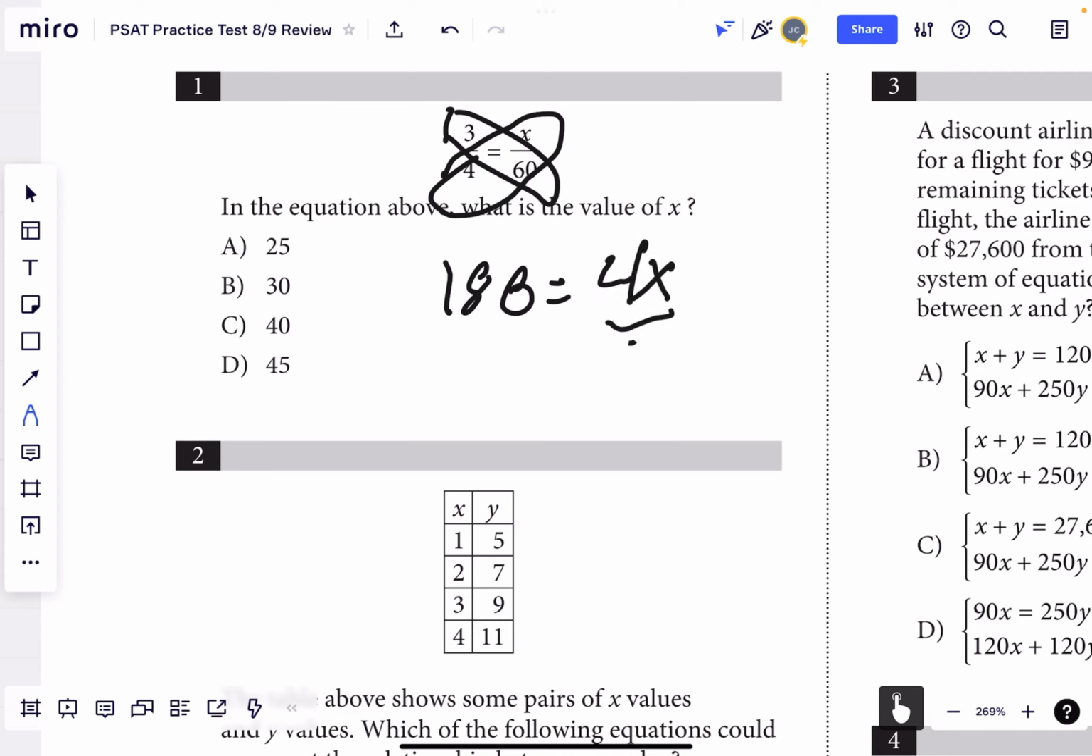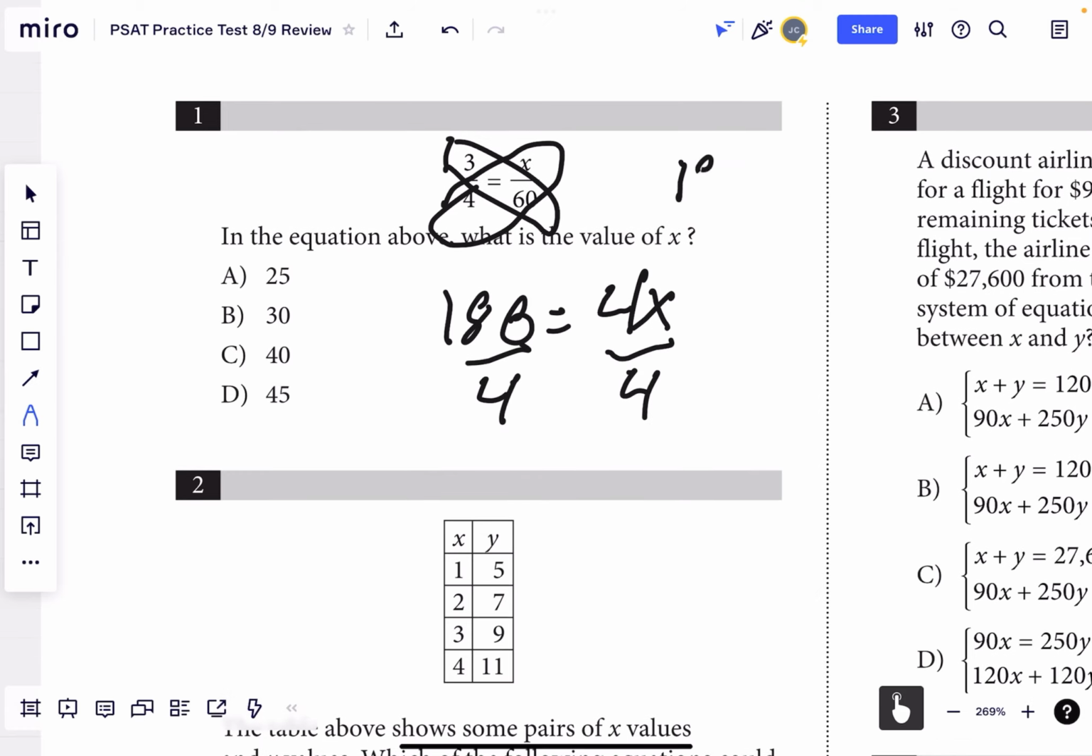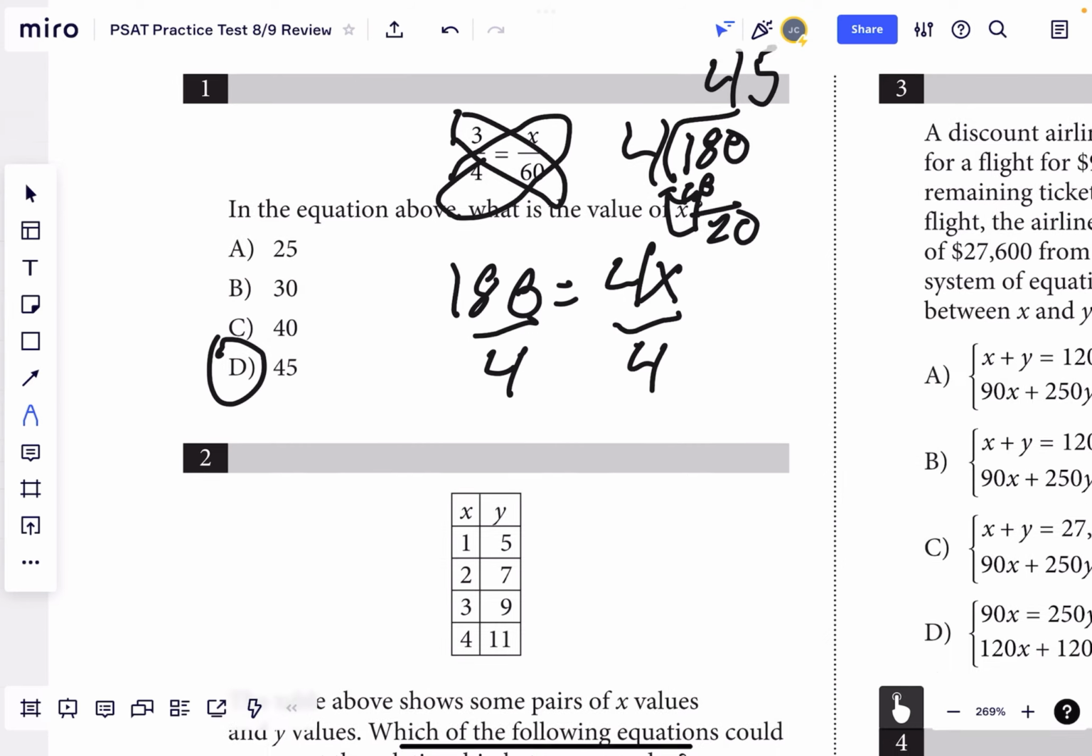So we divide 4 from both sides. So we get 180 divided by 4, which is 45. So our answer is D, 45. And as you can tell, we solved for the value of x.